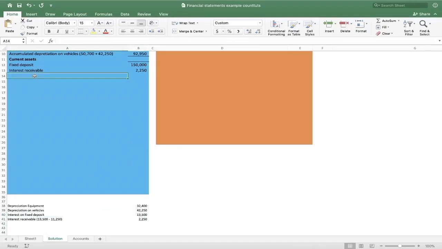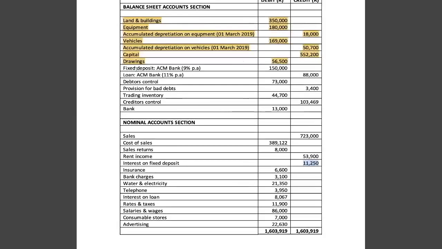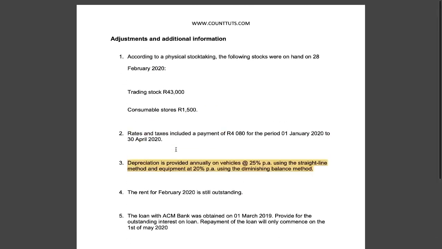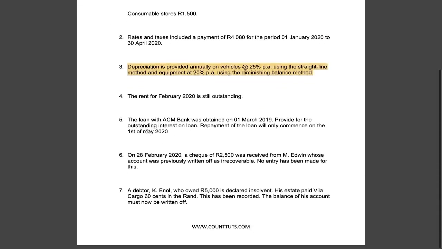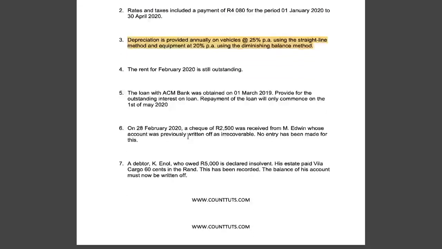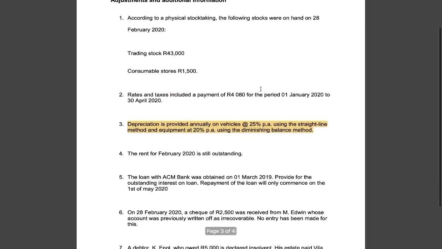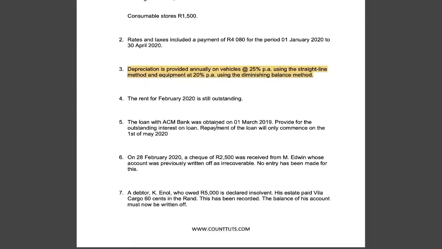Now that you have just done that one, we can highlight this one. We'll move on to the loan at ACM Bank at 11%, which is 88,000 rand. Let's see if there's anything spoken about the loan in the additional information. Note number 5: we are told the loan with ACM Bank was obtained on the 1st of March 2019, which is at the beginning of this financial period, and we should provide for the outstanding interest on loan.